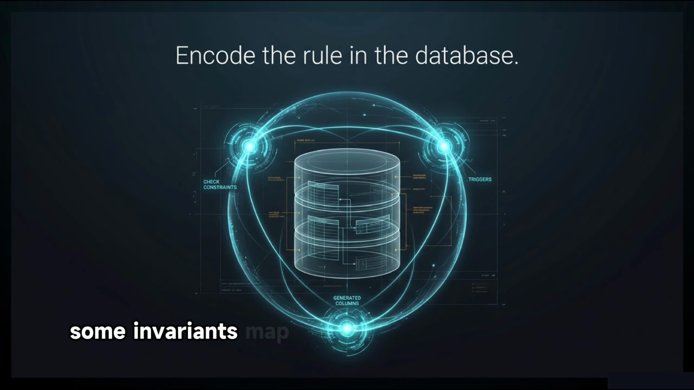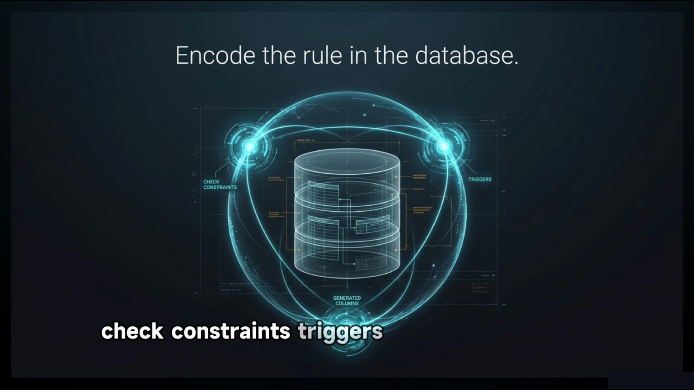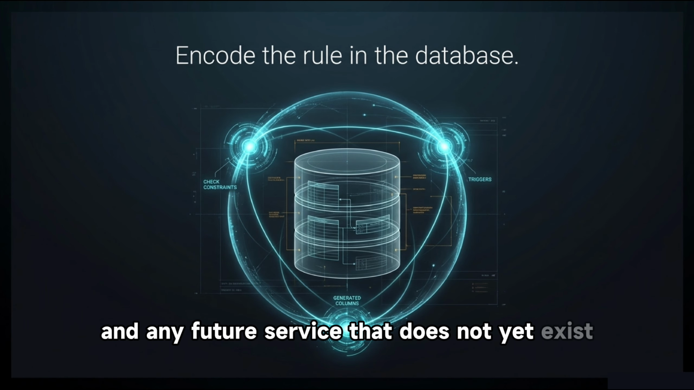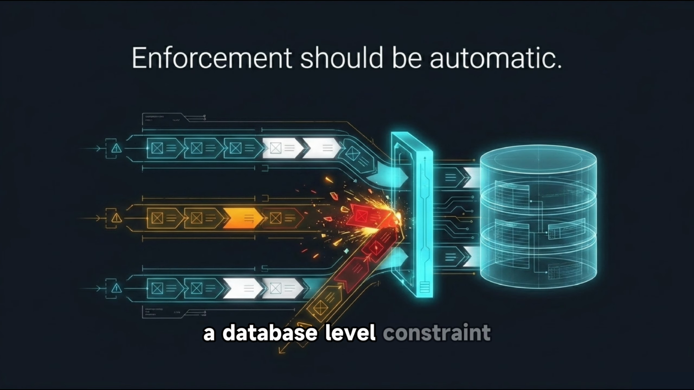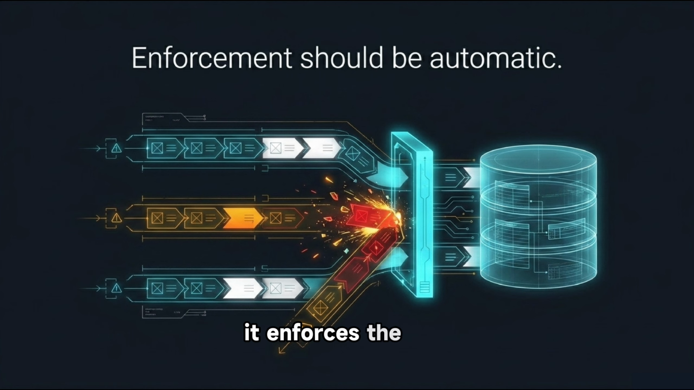The second is database-level encoding, wherever it is feasible. Some invariants map cleanly to database constructs, check constraints, triggers, generated columns. Not all invariants do. But for those that can be encoded at the database level, the rule holds for every write path, application code, direct access, migrations, and any future service that does not yet exist. A database-level constraint does not require the writer to know the rule. It enforces the rule regardless of what the writer knows.